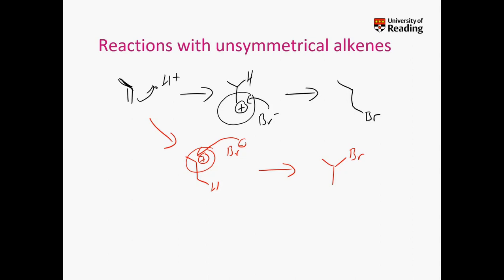So the preferred, the favoured product will be the one in red here. Okay, so this would be the product we would form. The product in black would be disfavoured and wouldn't be formed.